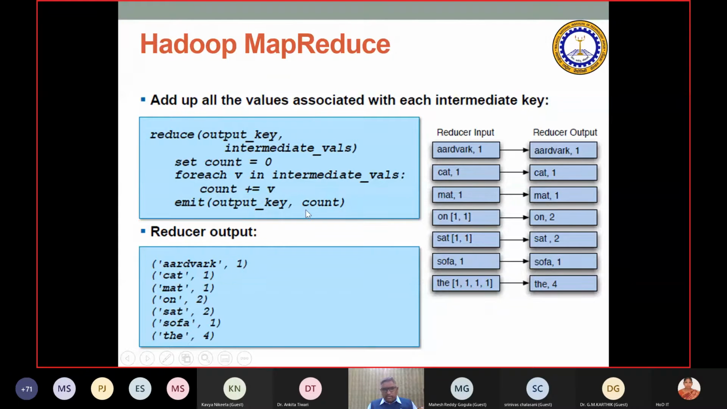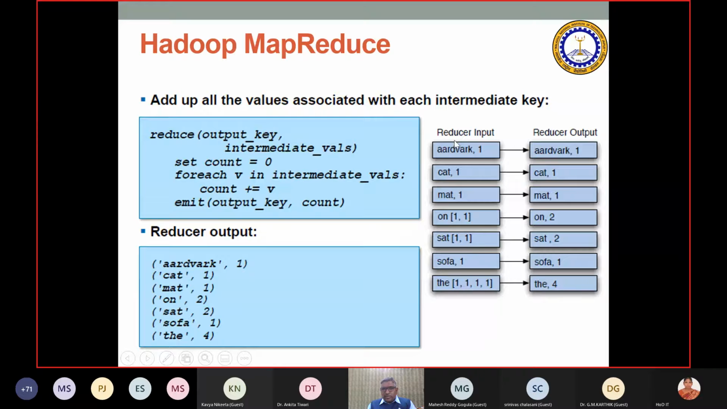The output key and count will come. So the output key is the actual word, and how many times the intermediate values are coming. So each time the value 1 comes, you add it to count, and then you emit the counted value. So what has happened here? This is said to be the reducer input.